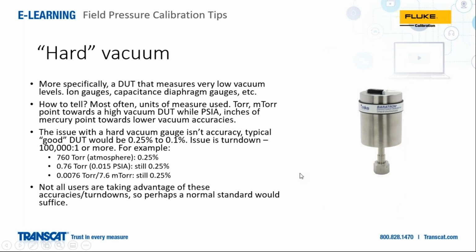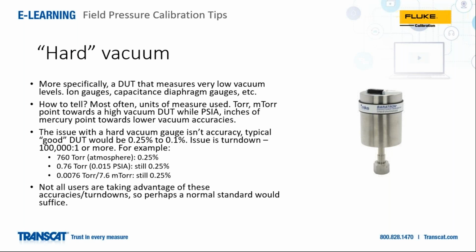Okay, so the fourth category here that I have is what I'd call hard vacuum requirements. This is something more than somebody saying, hey, I just need to go to negative 15 psi. This is something where somebody has a sophisticated vacuum application. More specifically, this is something like an ion gauge, a capacitance diaphragm gauge, et cetera.